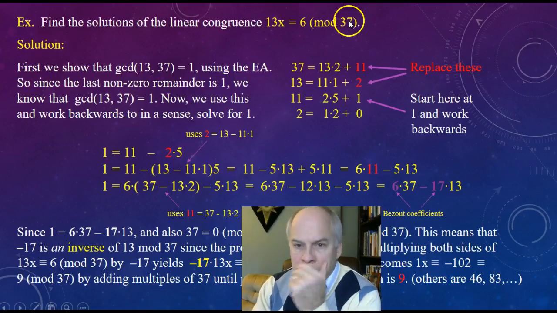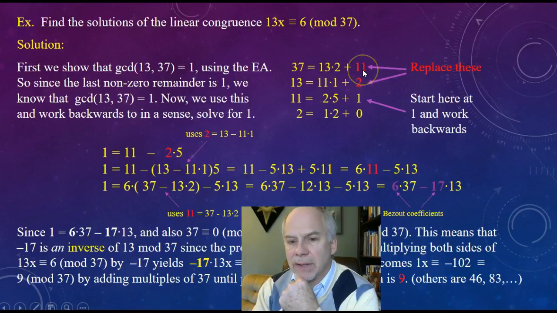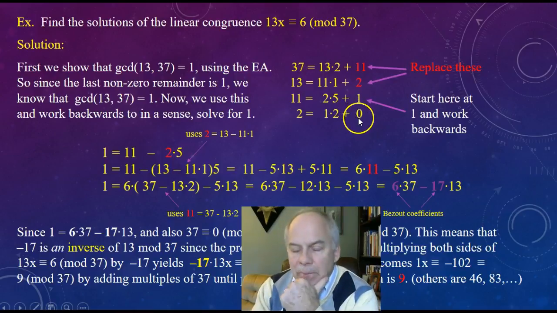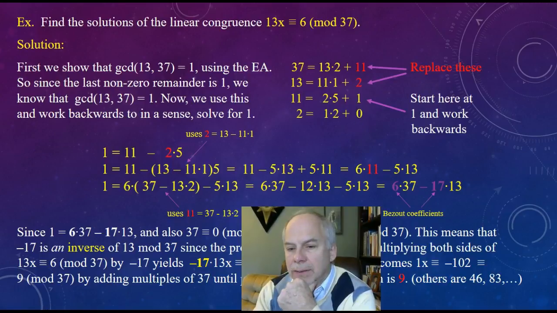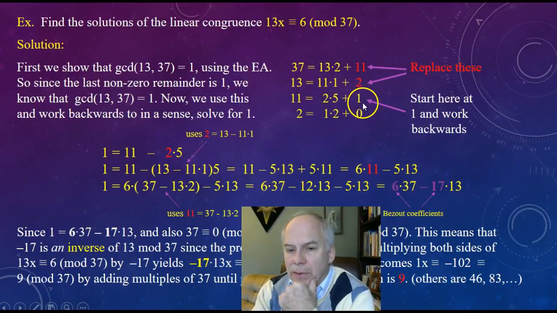Now the Euclidean algorithm says that if we divide 37 by 13, first of all, 37 divided by 13, well, 13 times 2 is 26, and then you add another 11, you get to 37. So the remainder when you divide 37 by 13 is 11. And then you go on and do 13 divided by 11. Well, the quotient is 1 and the remainder is 2. And then you do 11 divided by 2, and so the quotient is 5 and the remainder is 1. And then you keep going. 2 is 1 times 2 plus 0. And as soon as you get that zero remainder, then you can start working backwards.